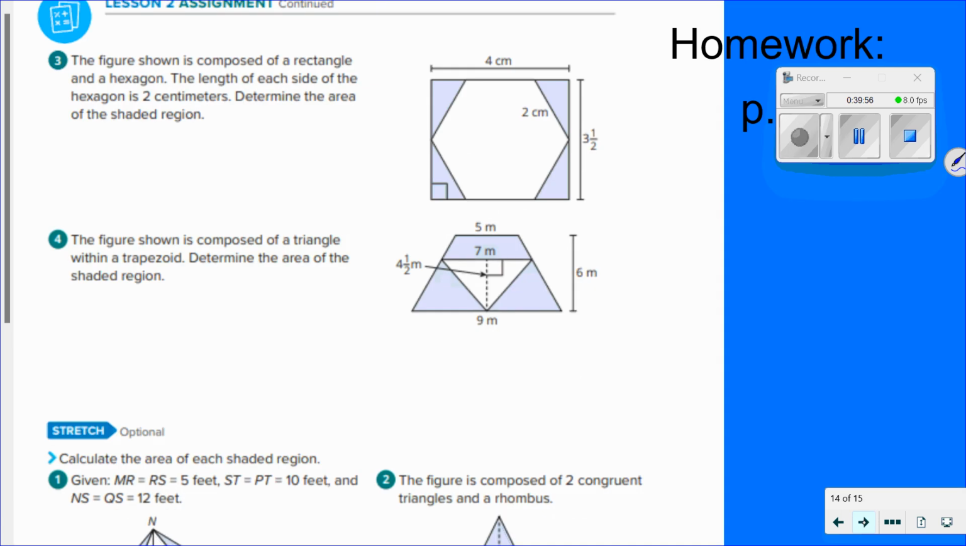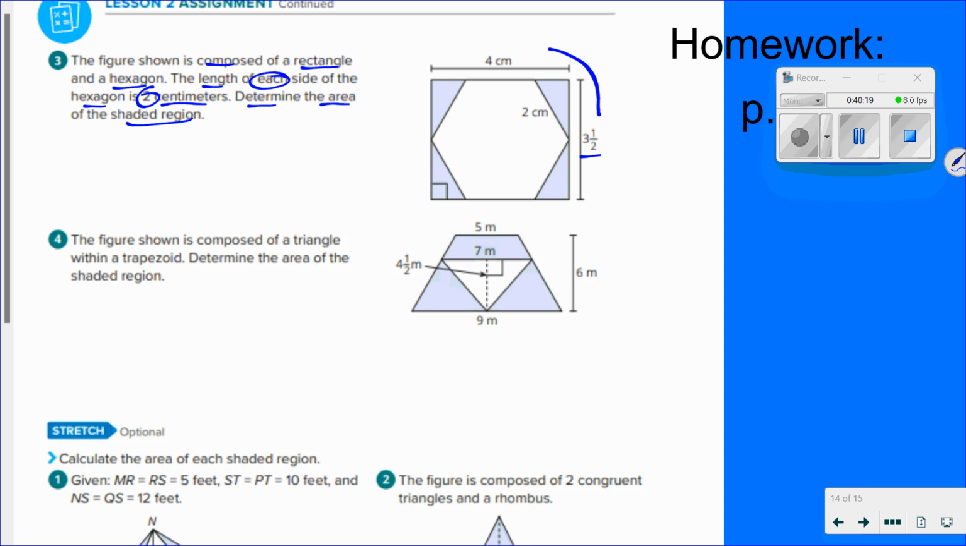The figure shown is composed of a rectangle and a hexagon. The length of each side of the hexagon is 2 centimeters. So that's one that they've given you now. Determine the area of the shaded region. There's our key. This is going to be another composing, so we use the big one. Remember, when I do a mixed number, I need to slam dunk first.